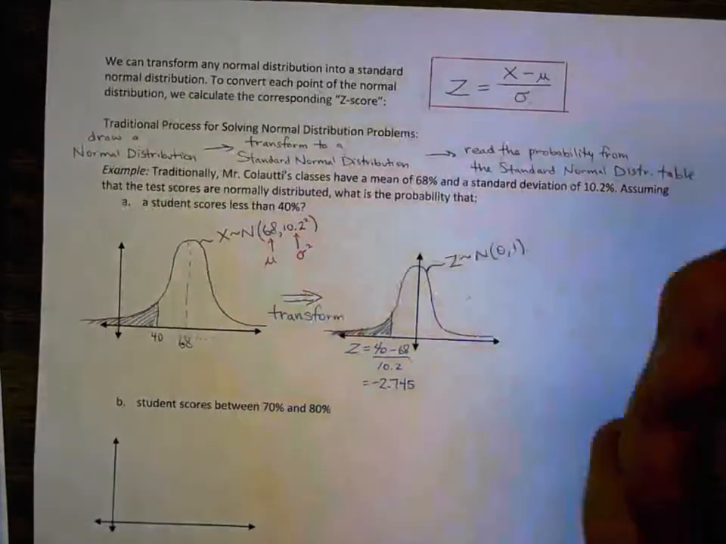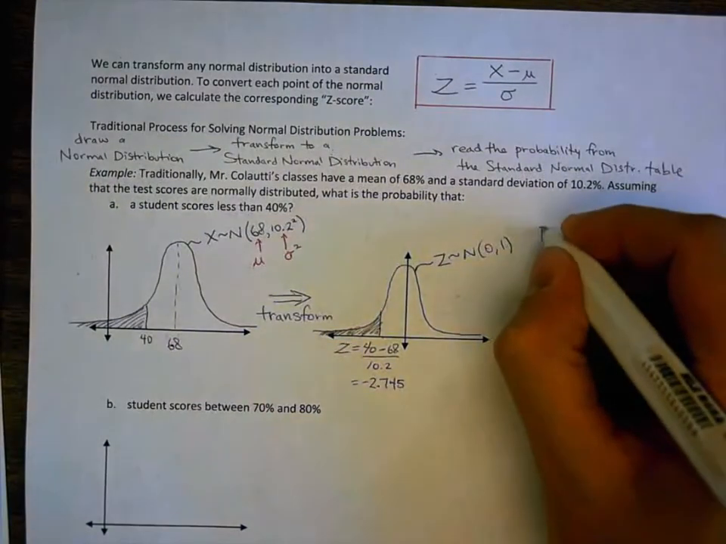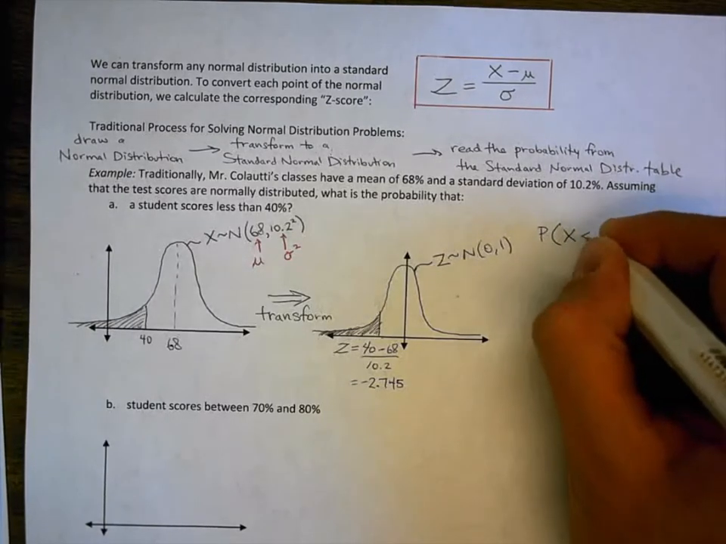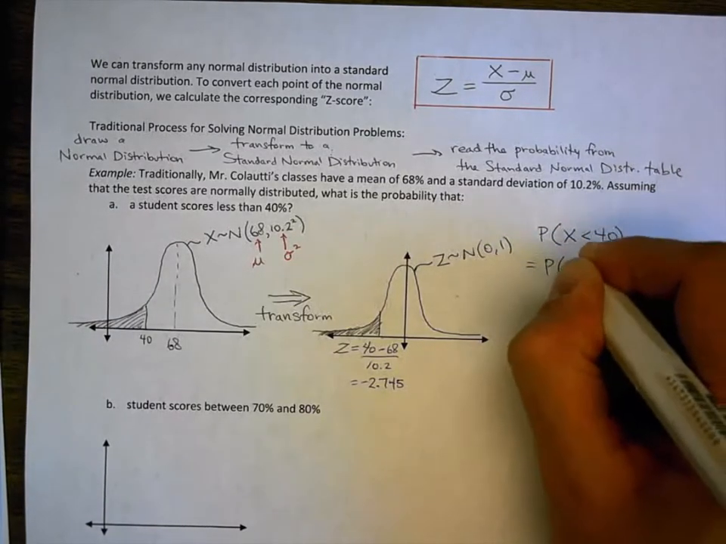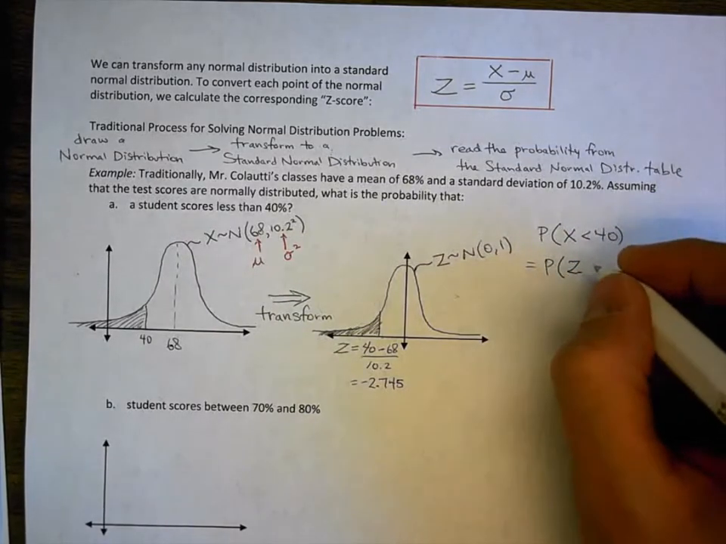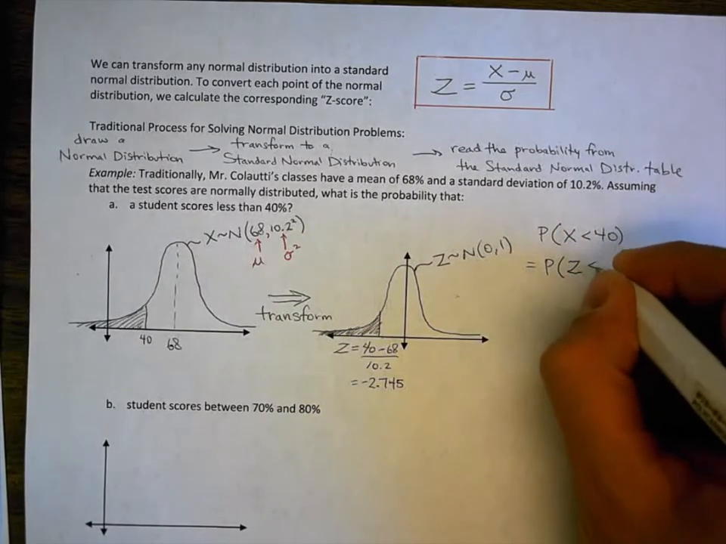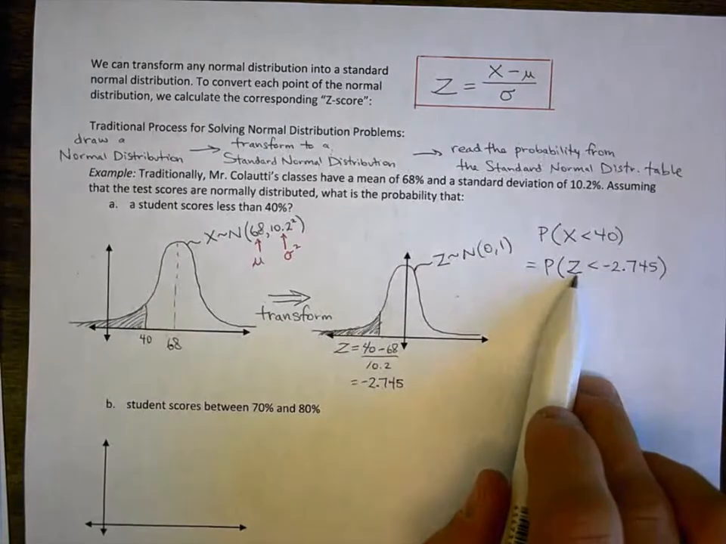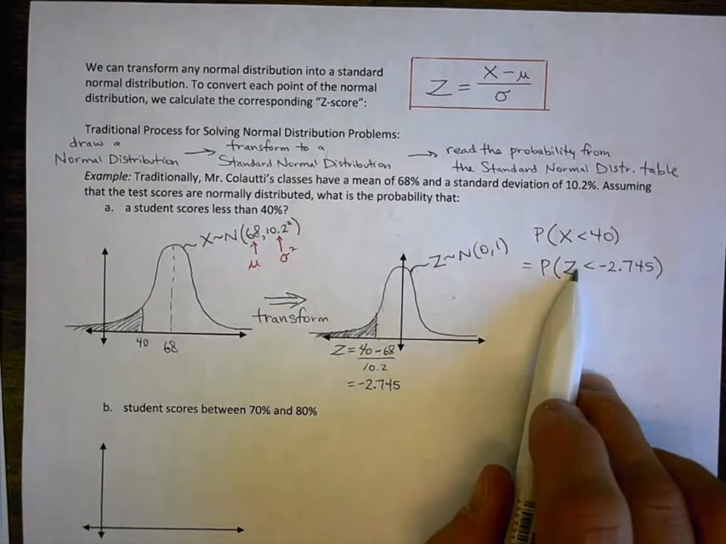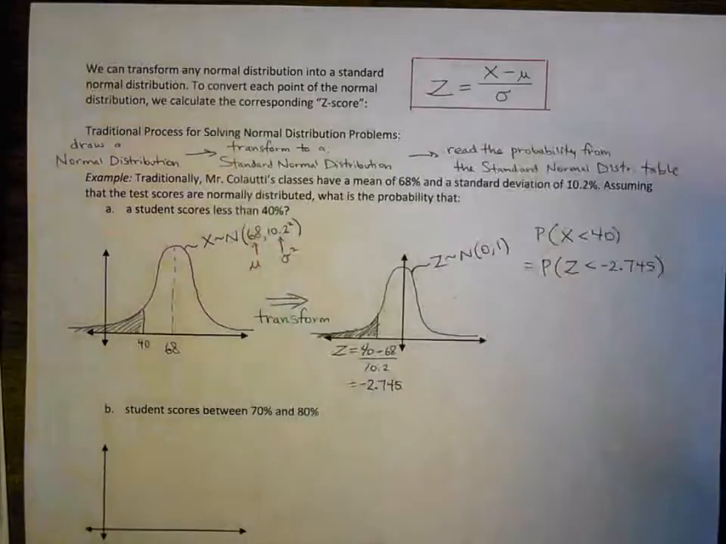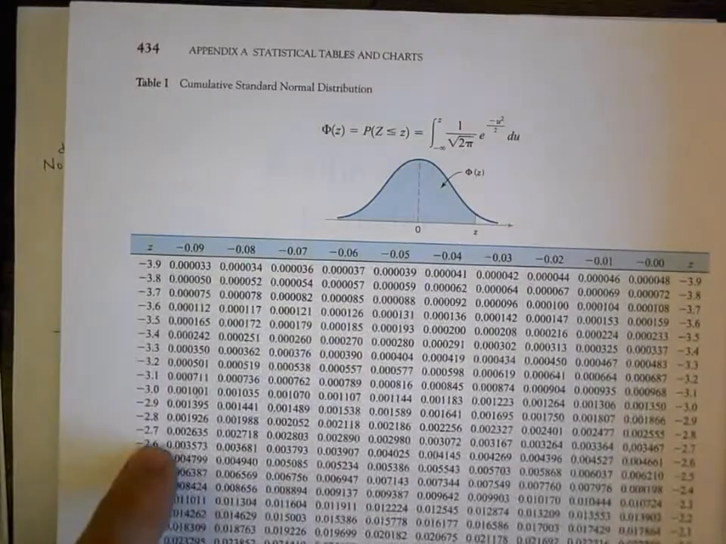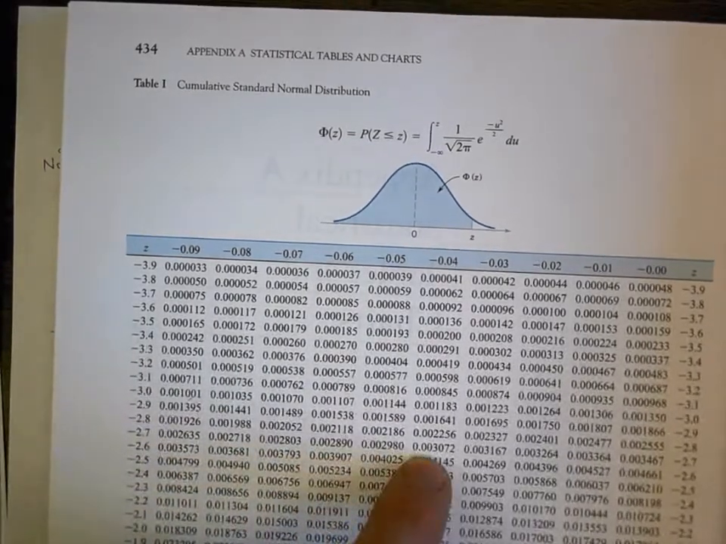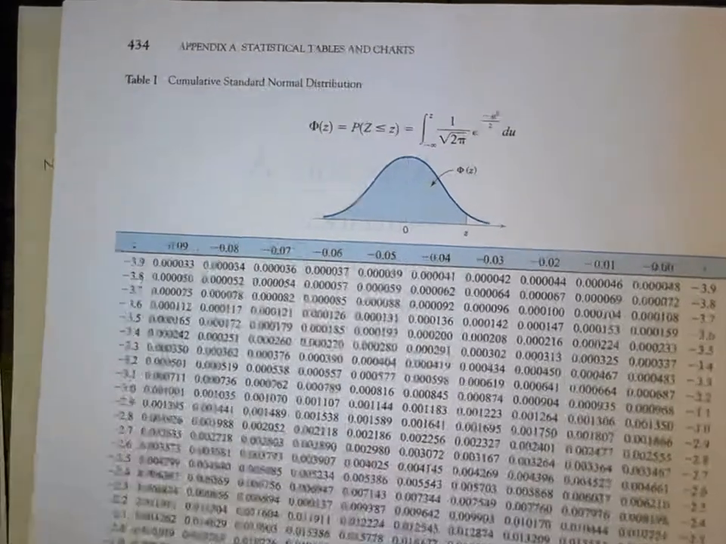So I could write now the probability that random variable x is less than 40. Well, this is the same as the probability that standard random variable z is less than negative 2.745. Right? This is telling the marker I've transformed into a standard normal distribution. And now I could look this up in my table. What is it? Negative 2.745. 0.003.